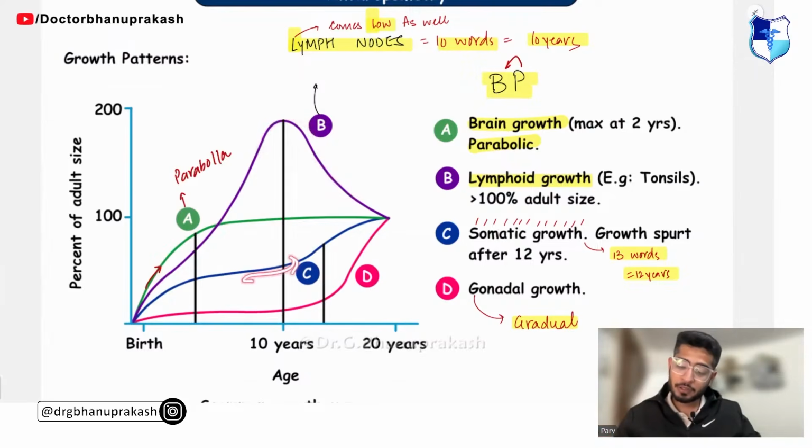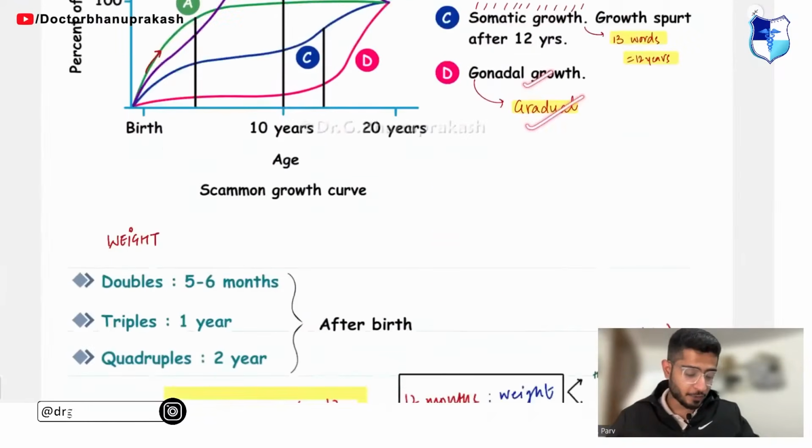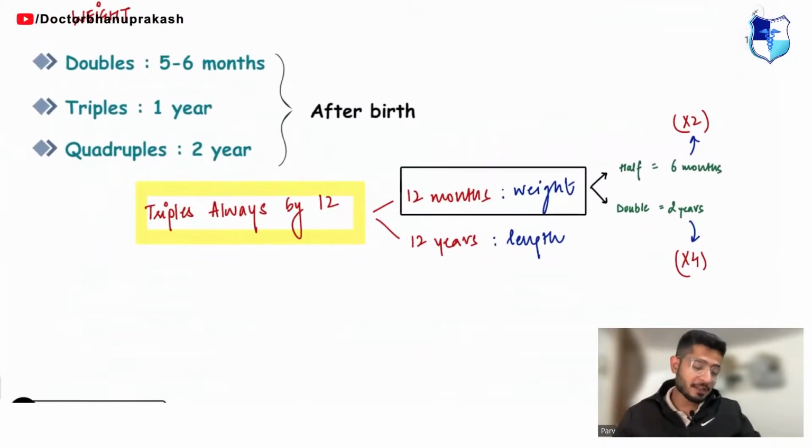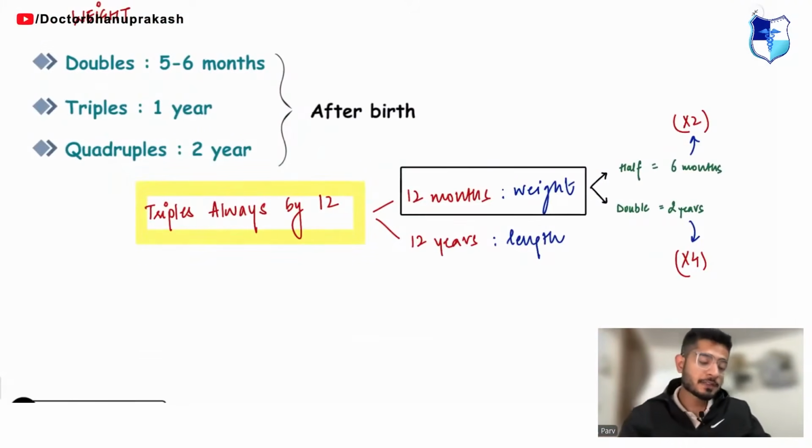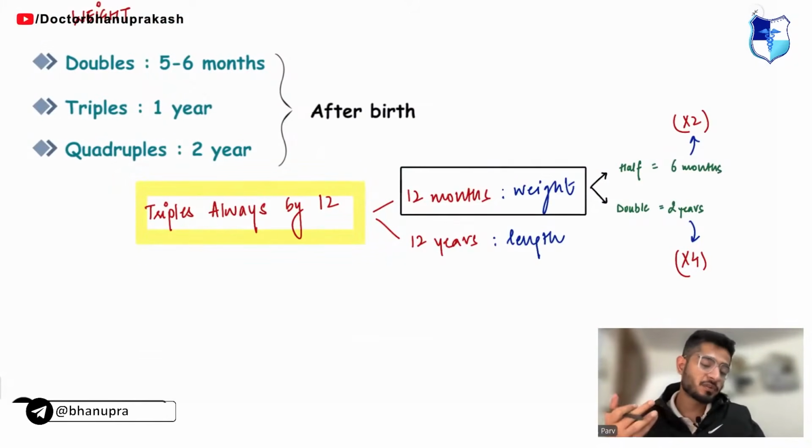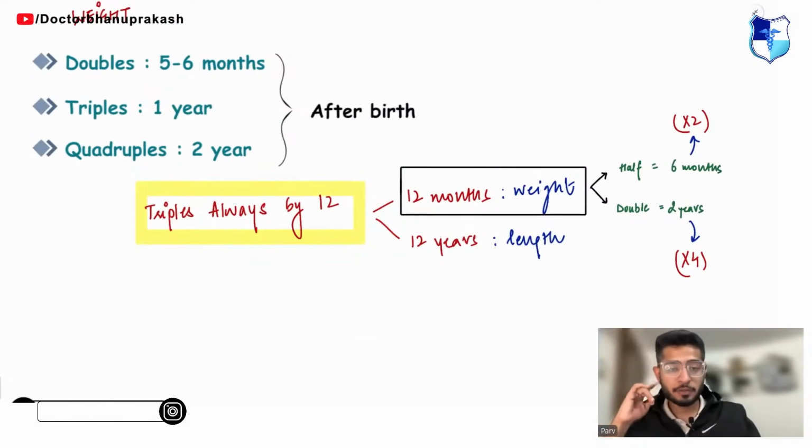Then somatic growth going upwards, and gonadal growth is the one which is going to have a gradual ascent. Okay, so that is gonadal growth. Coming on to the weight and height. FMG people are fond of asking these questions that the weight is going to double, the height is going to double, when they are going to double, triple.